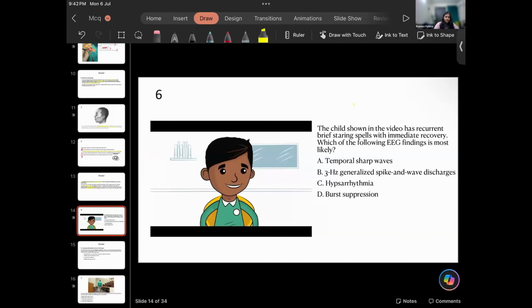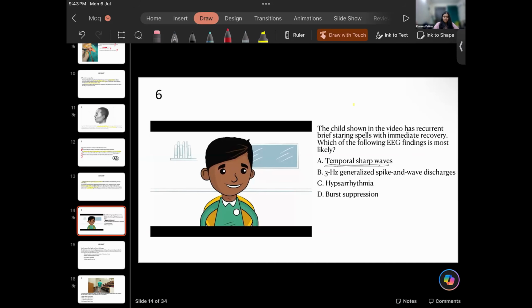The temporal sharp waves are basically seen in mesial temporal lobe epilepsy. Why is it not that epilepsy? In mesial temporal lobe epilepsy, the patient has some kind of post-ictal confusion, and there is also loss of consciousness. There are associated features like hippocampal sclerosis, or features of some aura. So in temporal lobe epilepsy, the temporal sharp waves on EEG are seen.